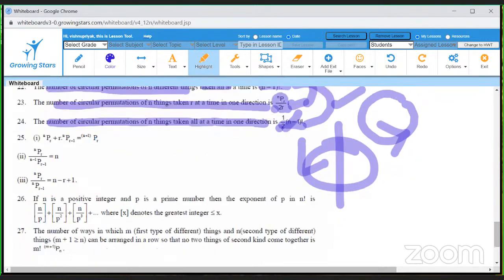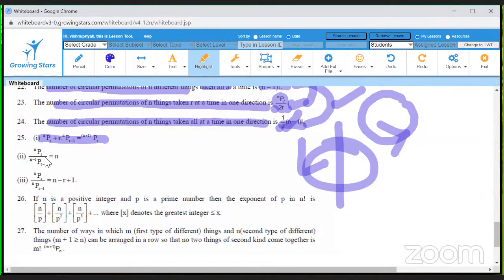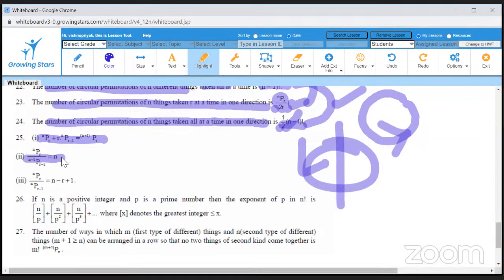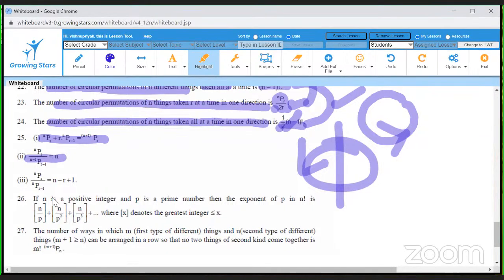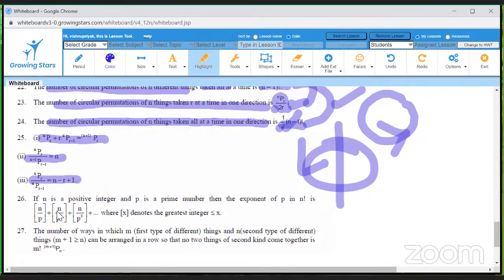Then some formulas are already written here. nPr plus r into nPr minus 1 is n plus 1 Pr. nPr by n minus 1 Pr minus 1 is n. nPr by nPr minus 1 is n minus r plus 1.